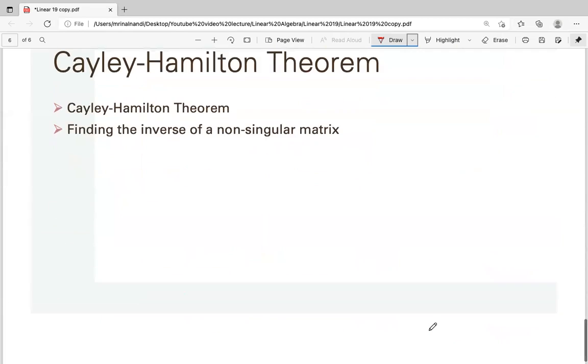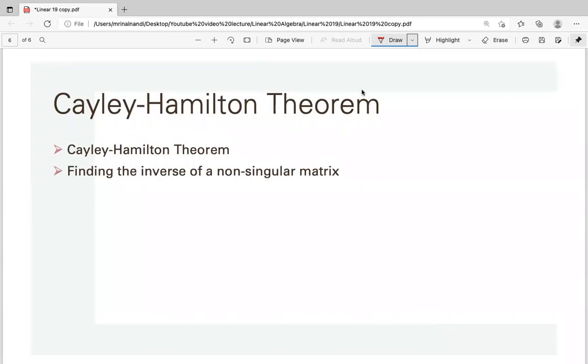And the Cayley-Hamilton theorem, I will not prove this. Any standard textbook you can get this proof. What is the Cayley-Hamilton theorem? It is just that the characteristic polynomial of A is satisfied by A itself. So that means the characteristic polynomial of A is an annihilating polynomial of A, and this is actually used for finding the inverse of a non-singular matrix.